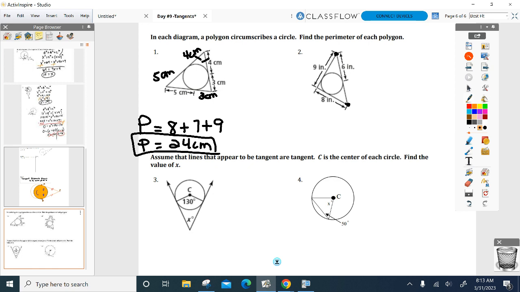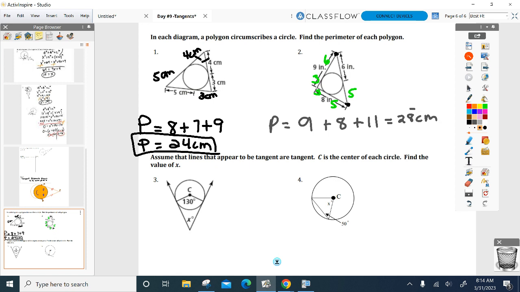Ready? If this one's 6 here, everyone agree? That's the two tangents drawn to the same point. This whole side was 9, so that's got to be 3. See how I'm working backwards? If that's 3, this tangent segment's 3. That whole thing was 8. Here's 5. Here's 5. And now we can add them up. I originally had 9 plus 8, and now I'm going to add 11 to it. 28 centimeters.